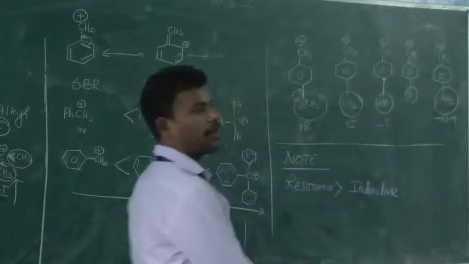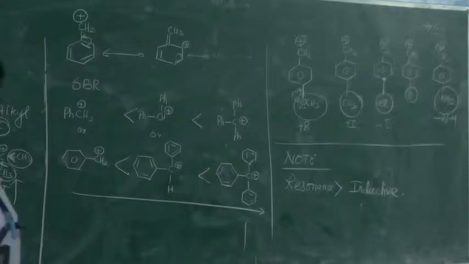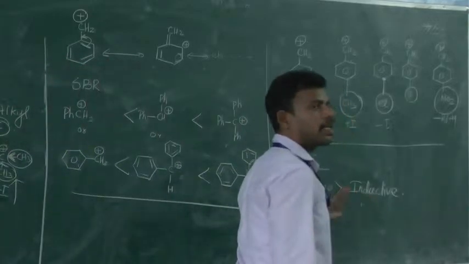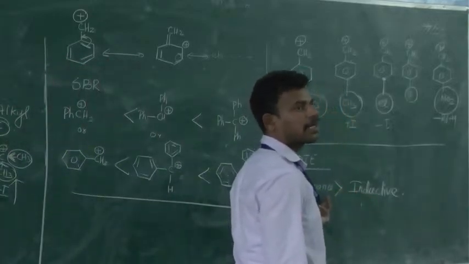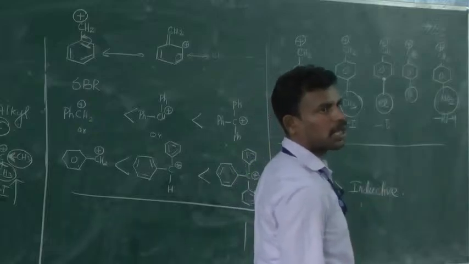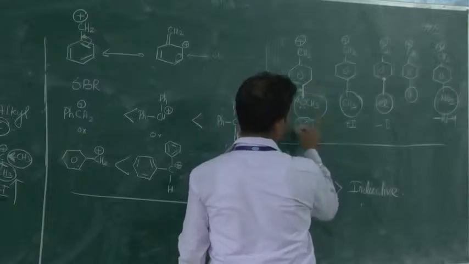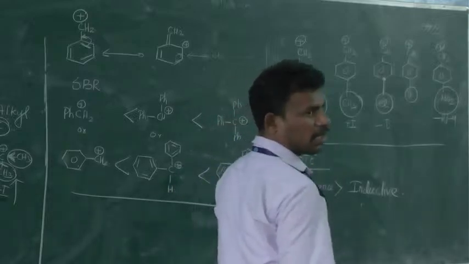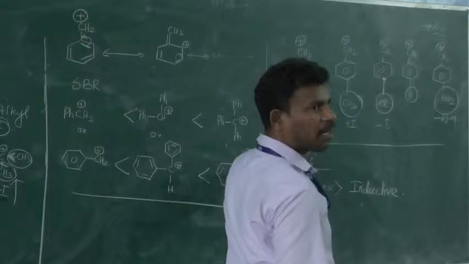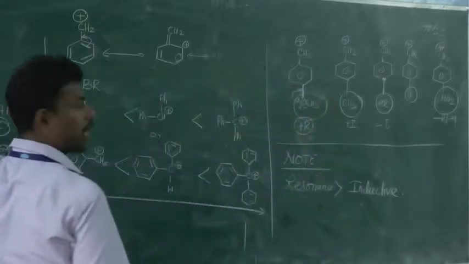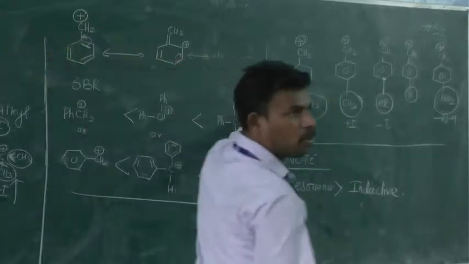Resonance is going to be dominant when compared to inductive effect. Suppose both are present, which one should you look at? Resonance is the deciding factor, not the inductive effect. Is it clear? So here there is a resonance effect, plus R group. If a plus R group is there, stability is more. So the first one is going to be more stable.